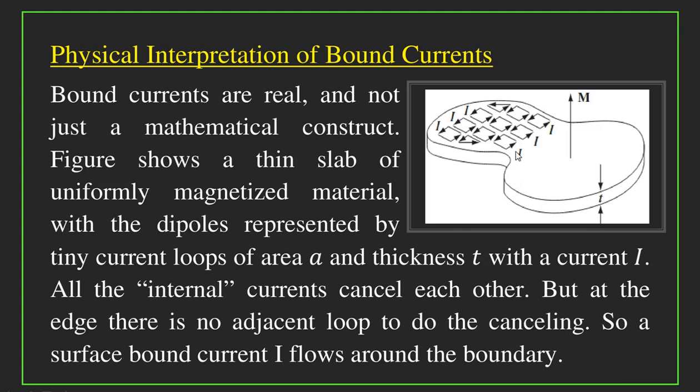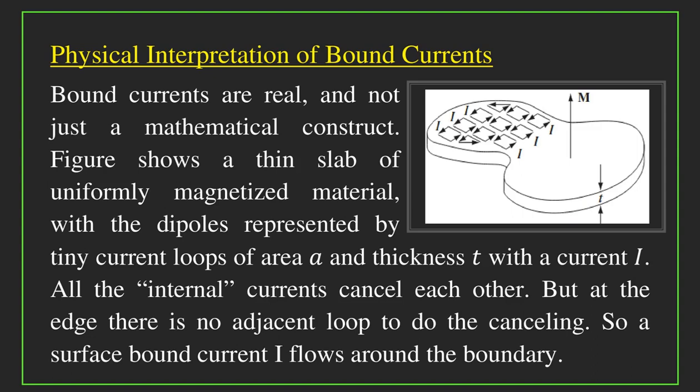But what happens at the edge? At the edge there are no other dipoles to cancel. So at the edge the currents are not cancelling, and there will be a net current passing through the edge of the magnetized material. The edge has a thickness small t, that is the width of the path. We can say the current is passing through the edge, the outer surface of the slab, which has a thickness t. So this current will produce a surface current density called the surface bound current.